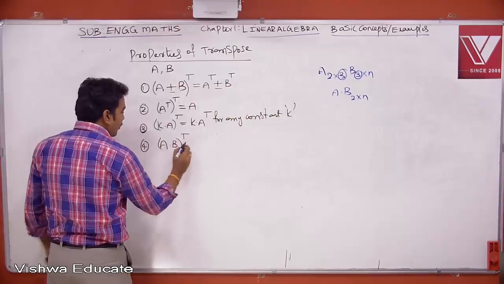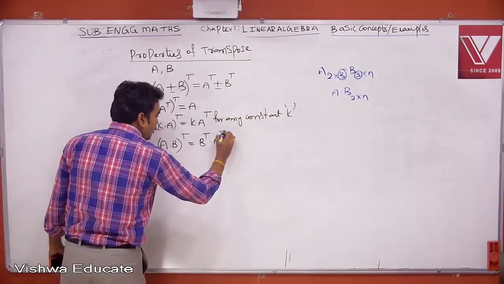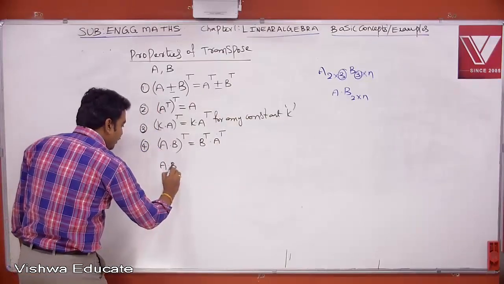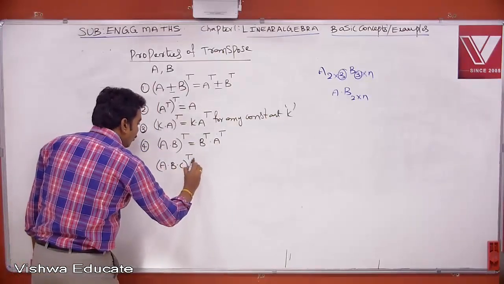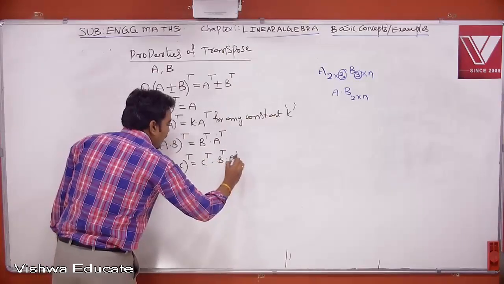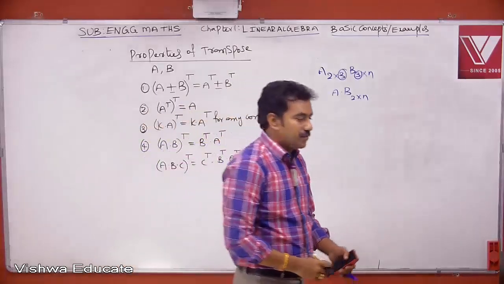Therefore, assume that A and B are compatible for multiplication. In this case, when you calculate AB whole transpose, we get the result in the reverse direction, B transpose into A transpose. If you apply this for 3 different matrices, ABC whole transpose becomes C transpose into B transpose into A transpose. Note all these points.